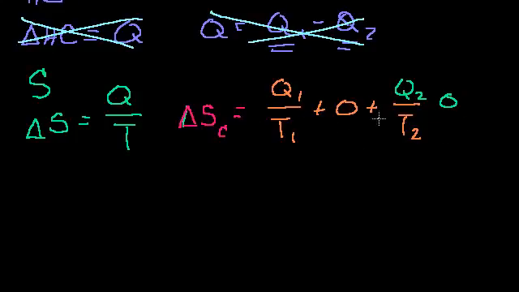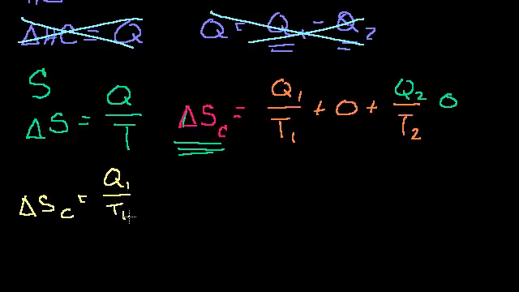So this thing should be equal to 0 in order for this to be a valid state variable. So let's figure out what this value is. Our change in our mystical new candidate state variable, S, as we go around the Carnot cycle, is equal to Q1 over T1 plus Q2 over T2. Well, we'll see Q2 is negative. So what is Q1?